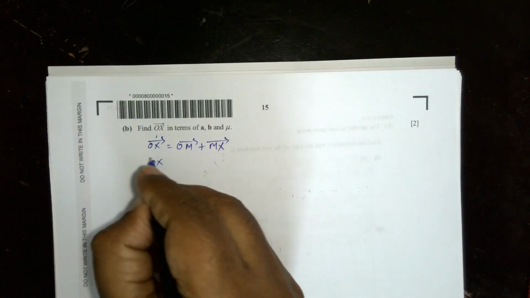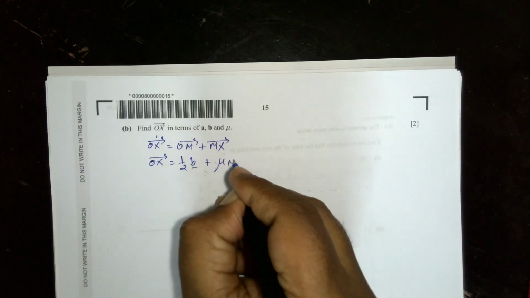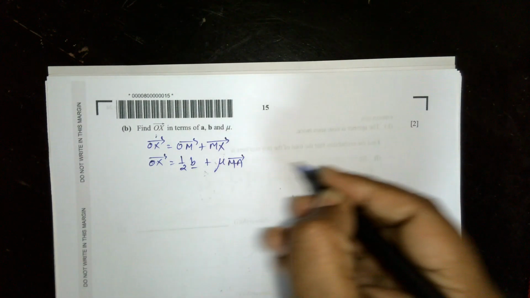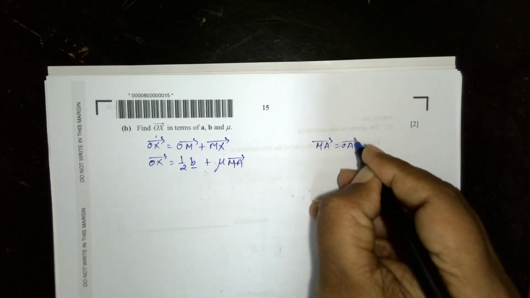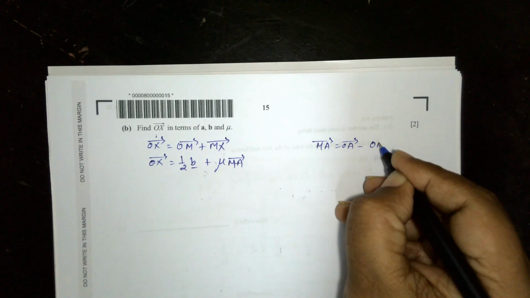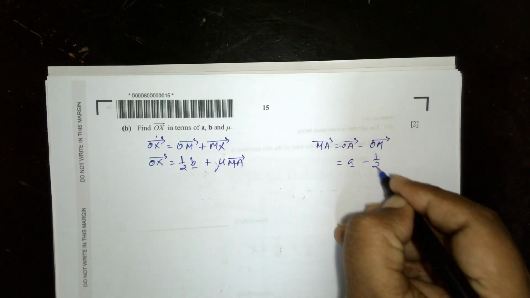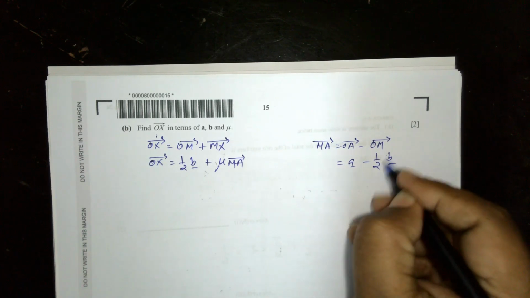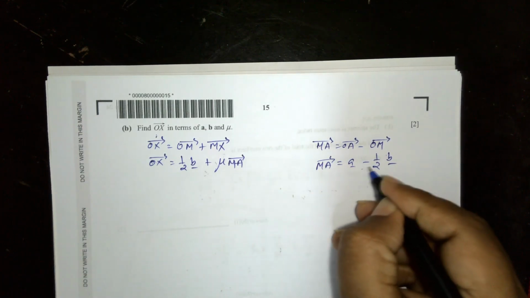But OM was half of B. So OX is half of B plus mu MA. So what is MA? Again, MA is OA minus OM. OA was A and OM was half of B, so MA is A minus half of B.